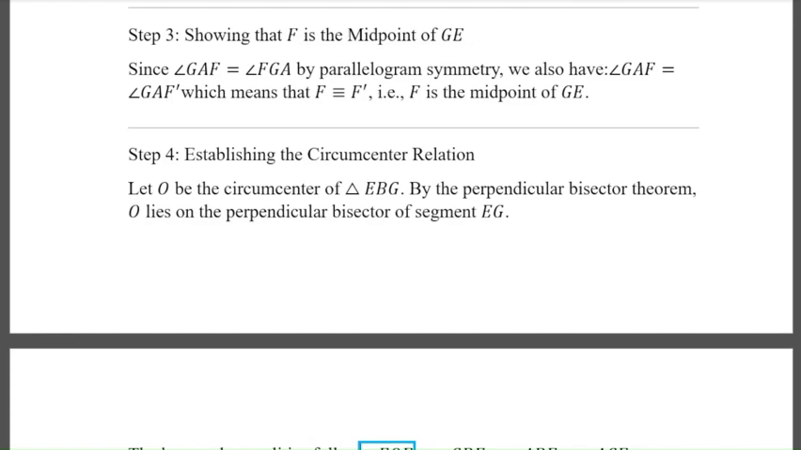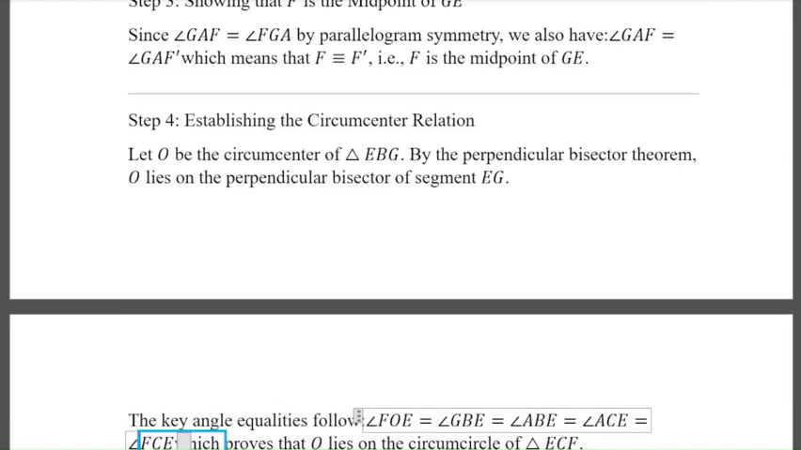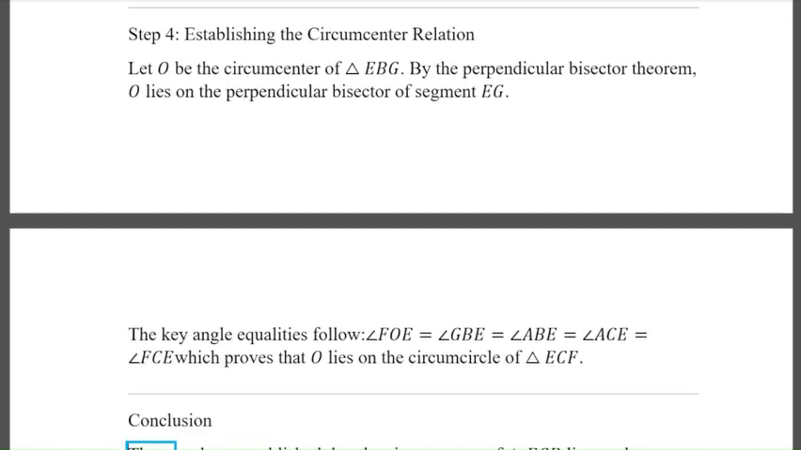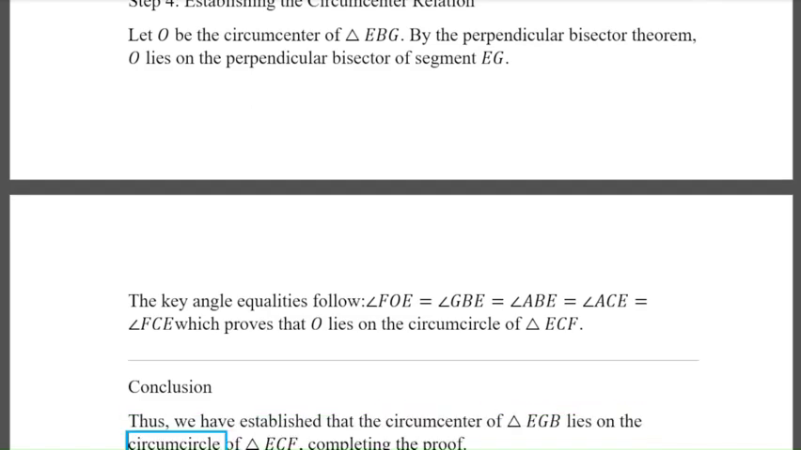Angle FOE equals angle GBE equals angle ABE equals angle ACE equals angle FCE, which proves that O lies on the circumcircle of ECF. Conclusion. Thus, we have established that the circumcenter of EGB lies on the circumcircle of ECF, completing the proof.